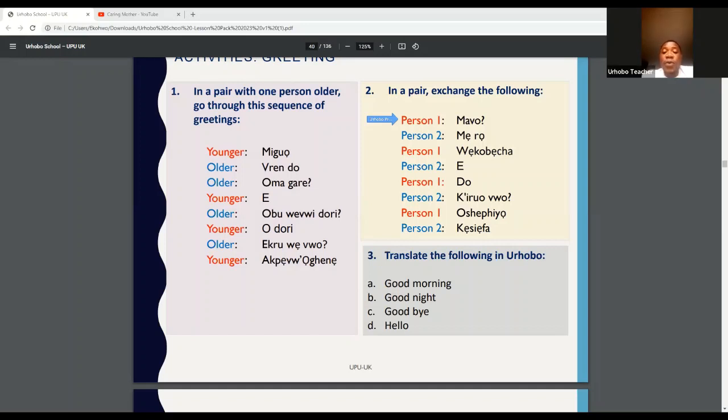Okay. So now let's just practice good morning, good afternoon, good night, and good evening. So who wants to practice? We'll give three to four persons room to practice. You have to indicate so that we can call you, to translate the following in Urhobo. If you want to practice, you can indicate and we'll call you.